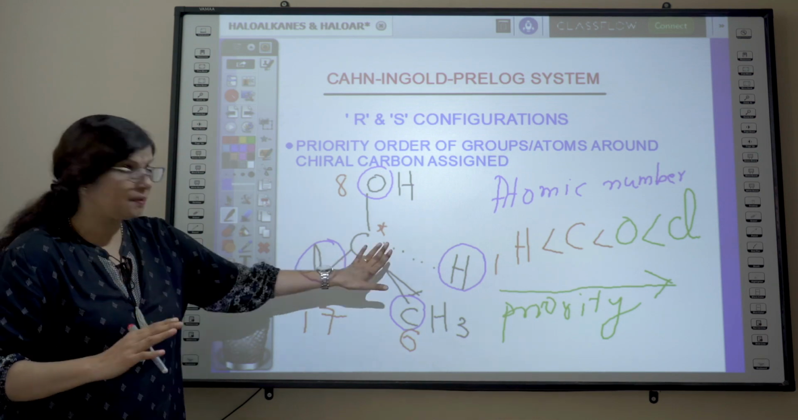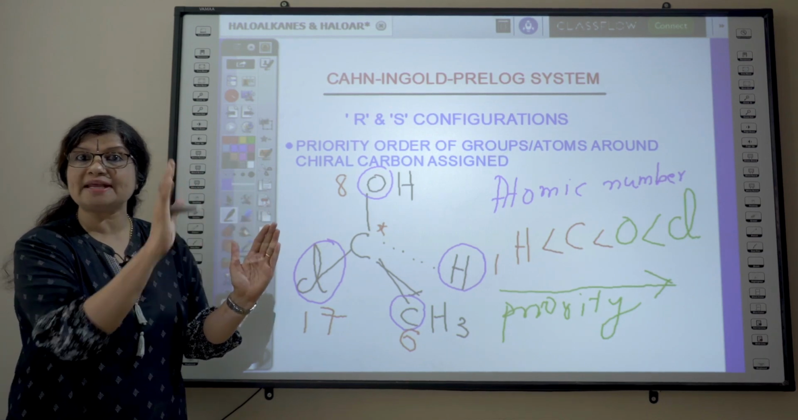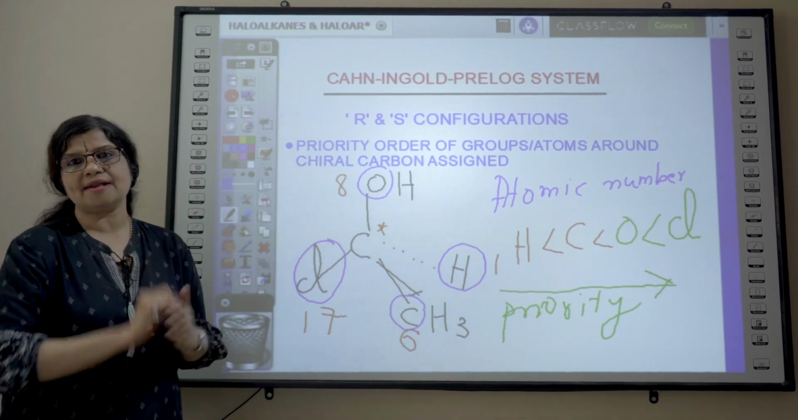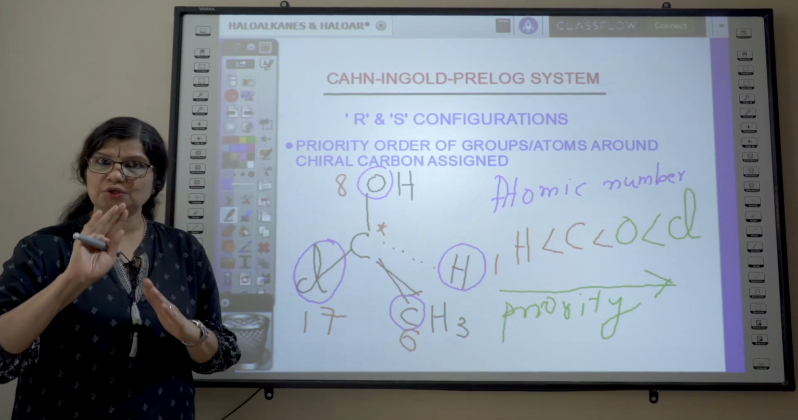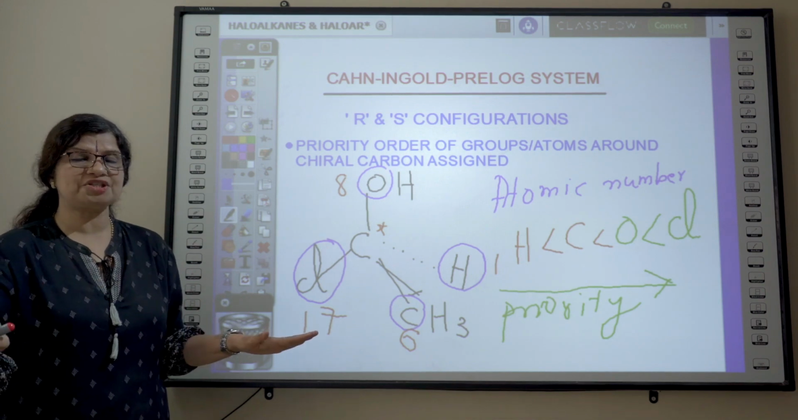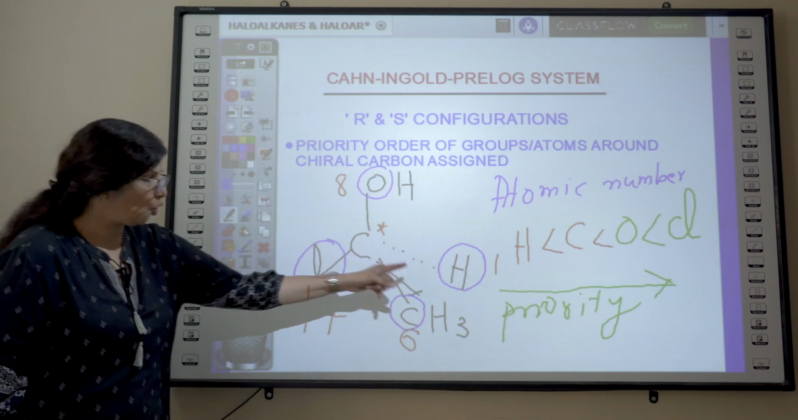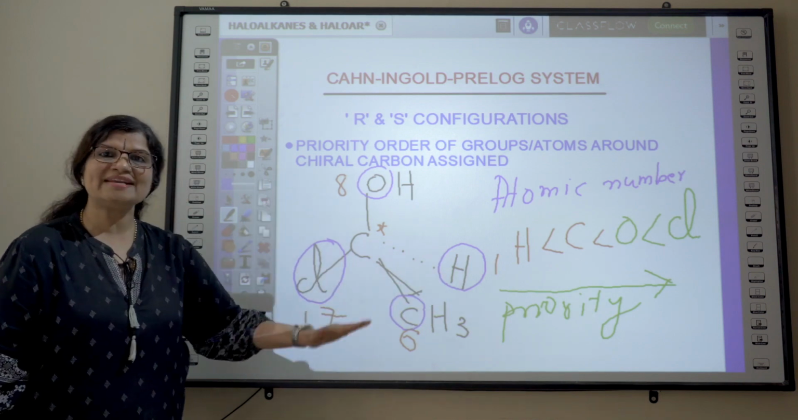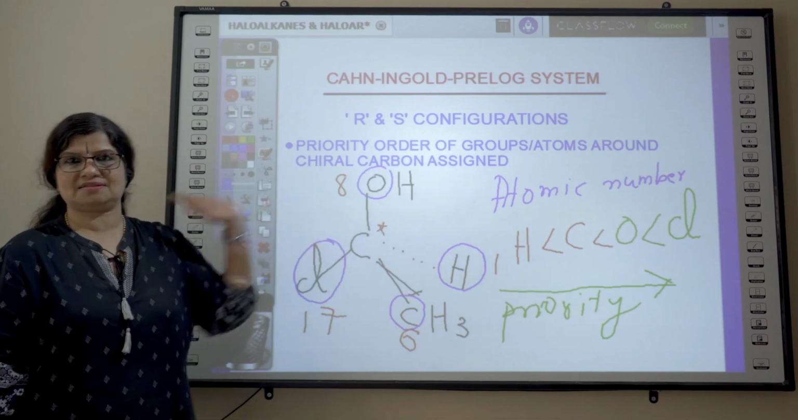Okay? So not all your questions will have the group of least priority behind, on the dotted line. I'll tell you how to convert that to the dotted line. We can do that as a next step. So right now, the most basic information is what I'm conveying, the simplest of the situations, right? The group of least priority has been conveniently placed on the dotted line. That means it is away from us.